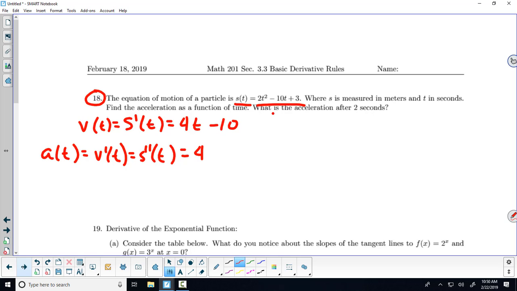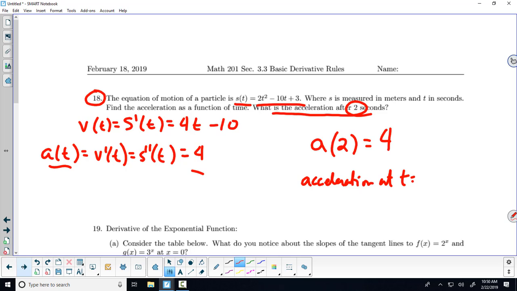So I do want to see this work right here. I'm asking you to give me the acceleration when t is equal to 2, right? So we just said that the acceleration function is this constant function. But I still want to show you, what is a of 2? Well, everywhere you see an x, you plug in a 2, and what do you get out? 4. The acceleration after 2 seconds, acceleration at t equals 2, is 4 meters per second squared.